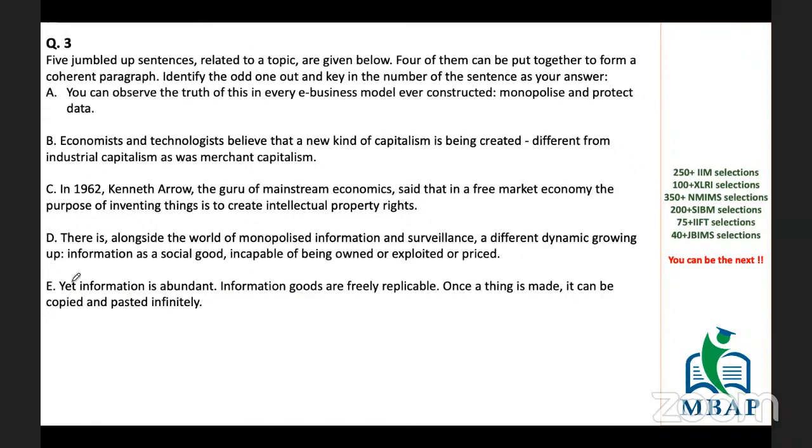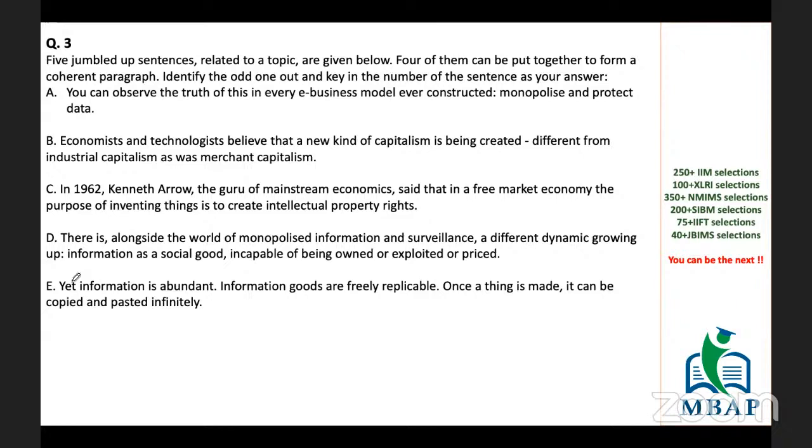Okay, now again five sentences are there. We have to identify which particular sentence does not belong to the category. Let's start reading it. This one is pretty easy. You guys can keep solving together.